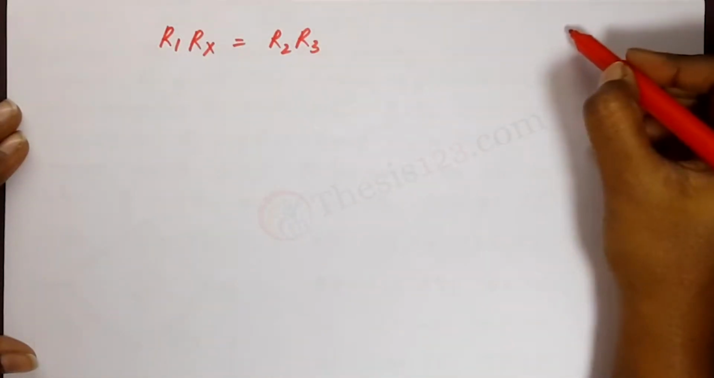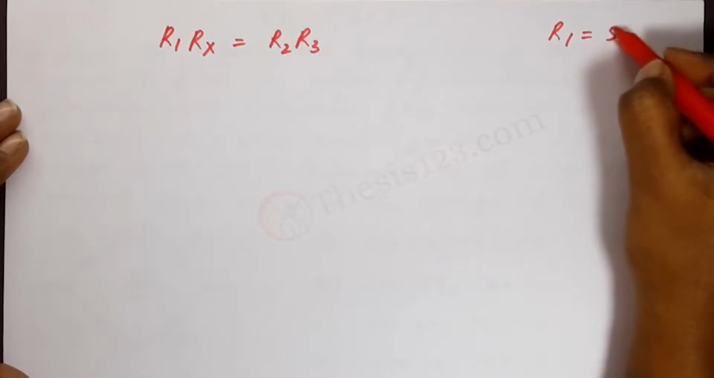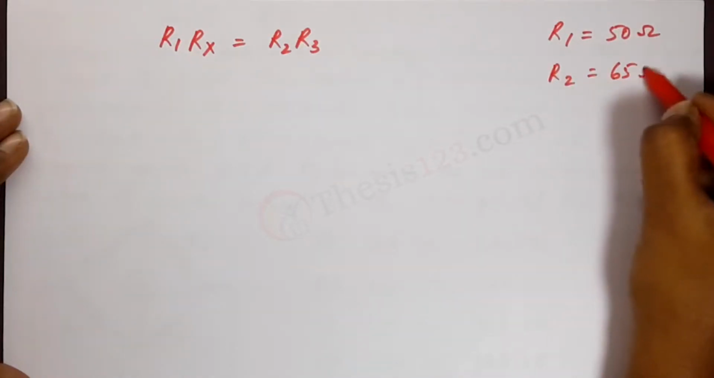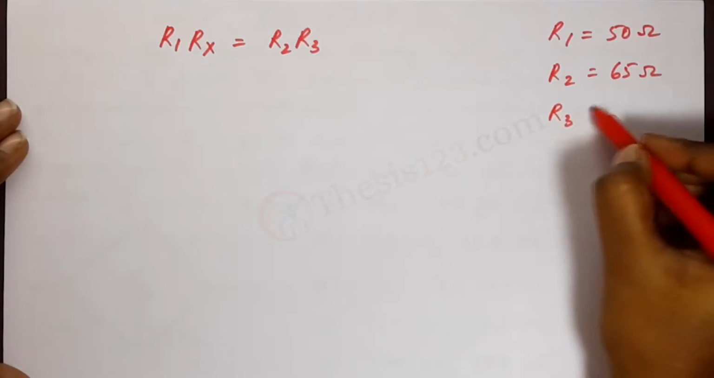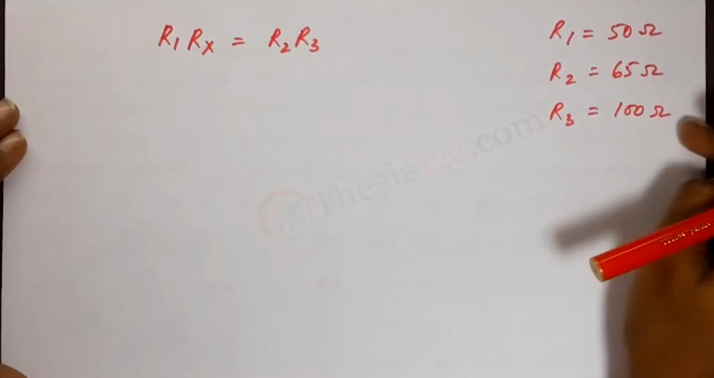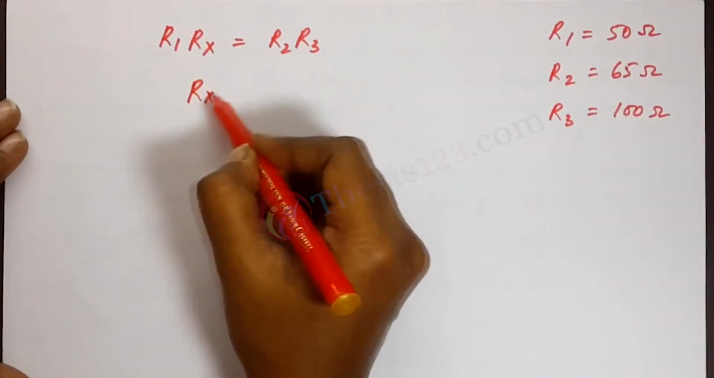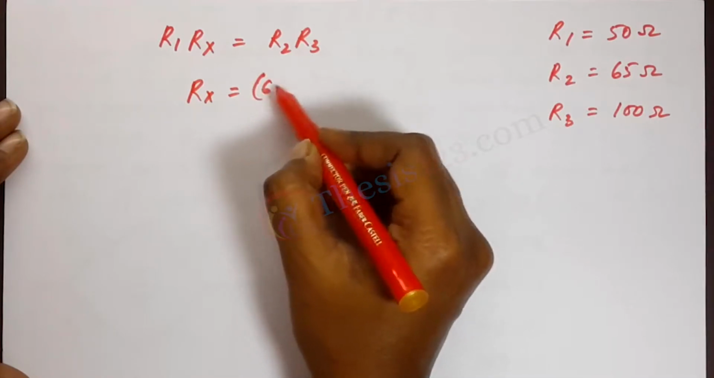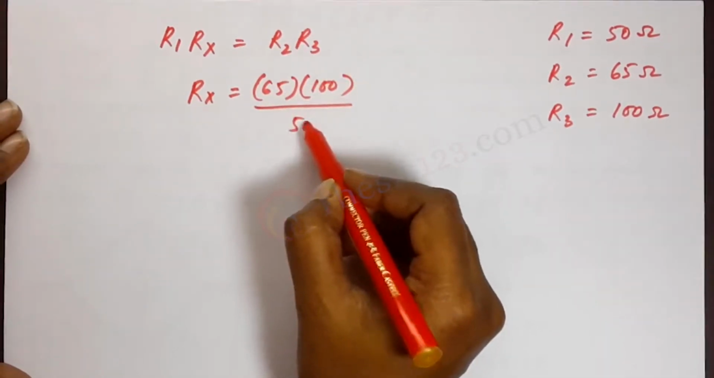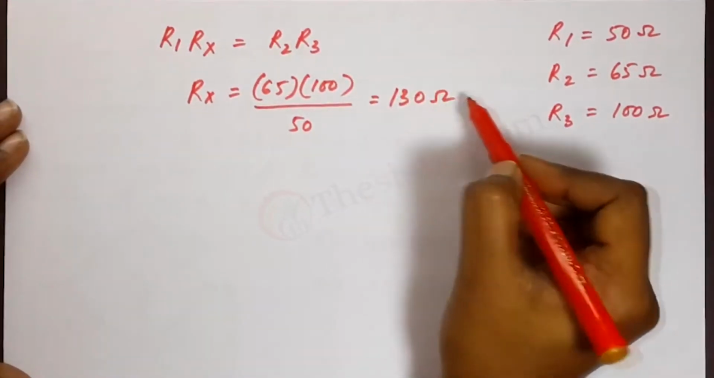Now the values given are R1 is 50 ohms, R2 is 65 ohms, and R3 is 100 ohms. Now let's substitute these values here and find out what the value of Rx is. So Rx would be equal to 65 into 100 divided by 50. And that gives us 130 ohms.